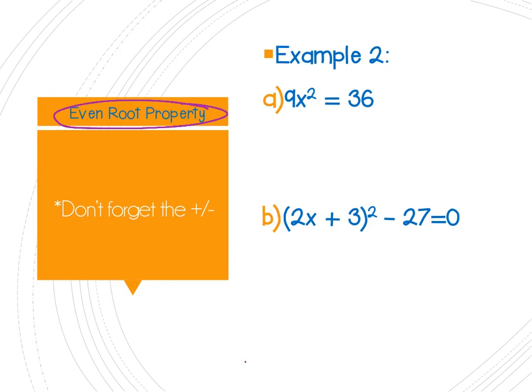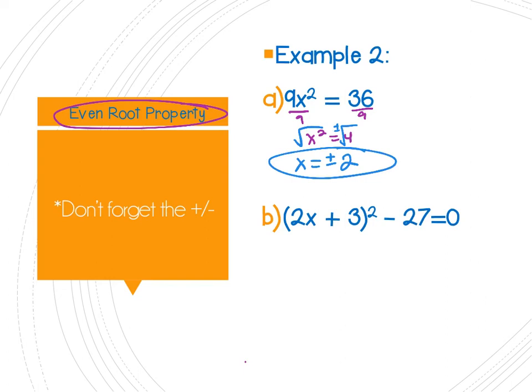So if I look at 9x squared equals 36, you could divide both sides by 9, and I get x squared equals 4. Then I have to square root both sides, but when I square root that 4, I'm going to put the plus and minus in front of it, and I get x equals plus and minus the square root of 4, which is 2. And there you have 2 answers that you can check.